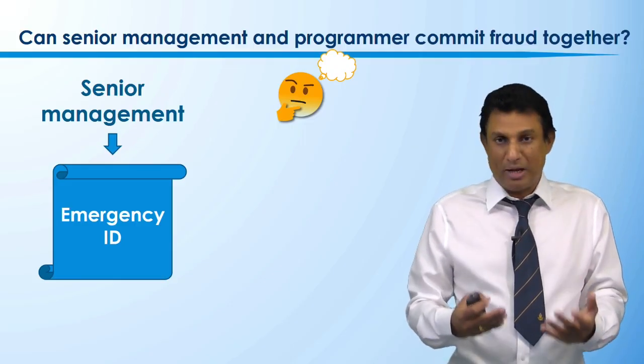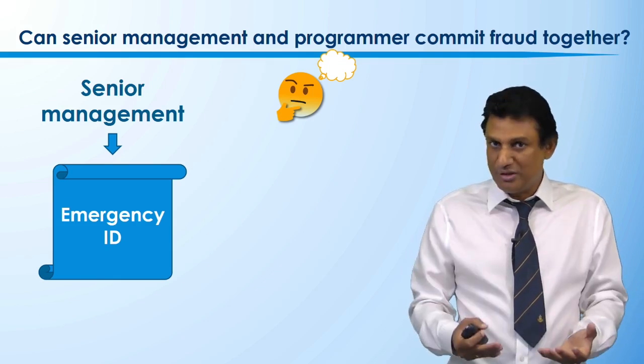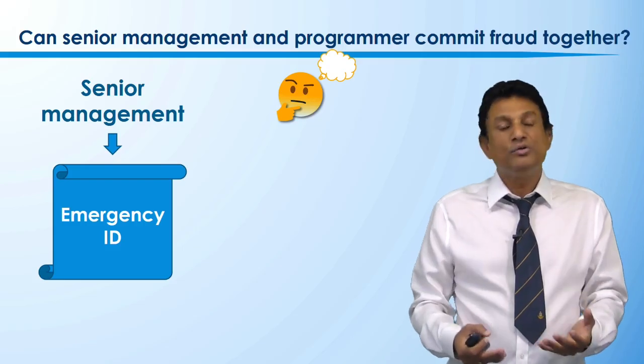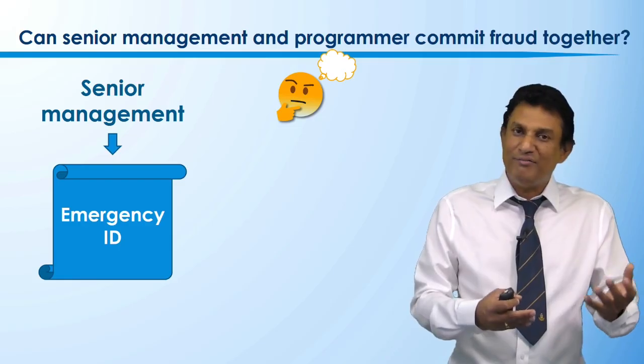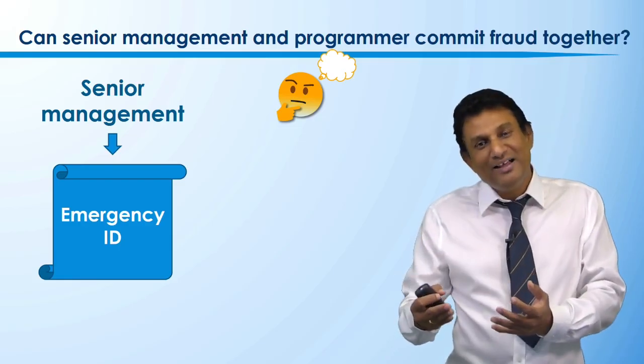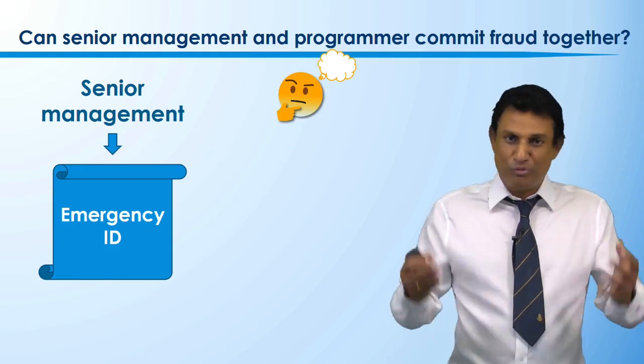So how are we going to react? What are the controls that we have against this kind of fraud? Can you guys think about what we can do for that? Is it a good idea to have another senior manager involved? And then is it possible that three of them can get together? So we can't keep going, right?